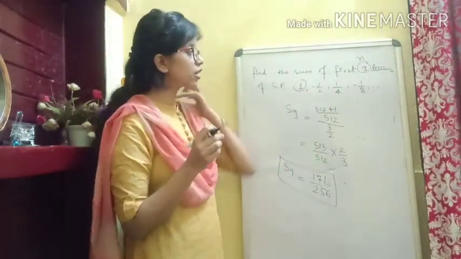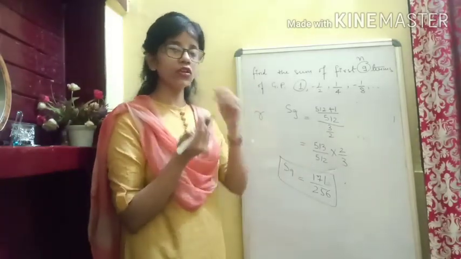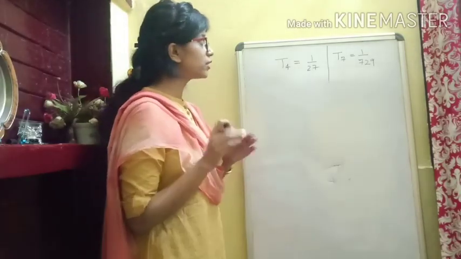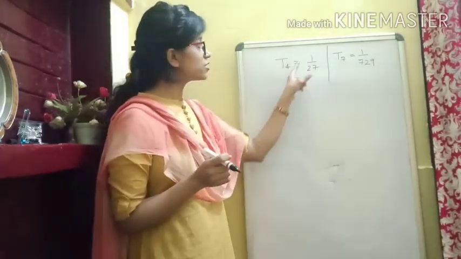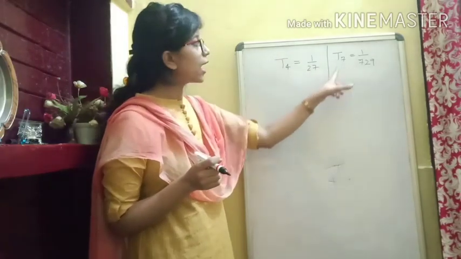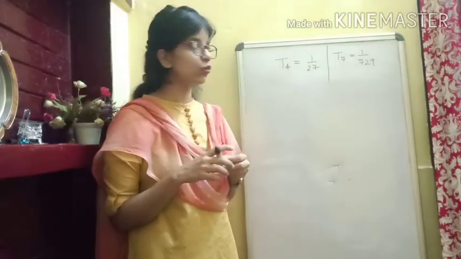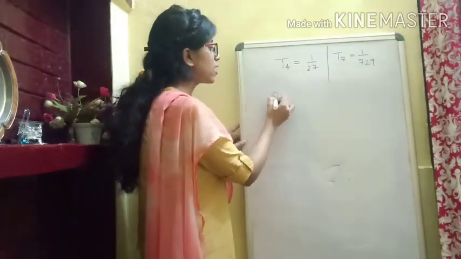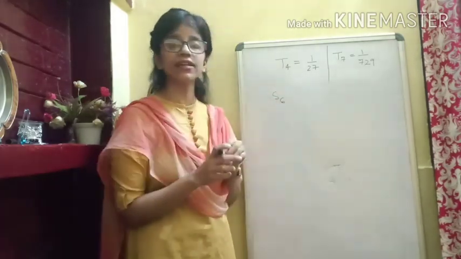You just need to check what is the value of r, whether it is less than 1, greater than 1, or equal to 1, and then you apply the formula. Here I have taken another question. In the question it is given that the fourth term of a GP is 1 upon 27 and the seventh term of the GP is 1 upon 729. Okay, these two pieces of information they have given. They are asking you to calculate the sum of first 6 terms. That means they are asking you to calculate S6.